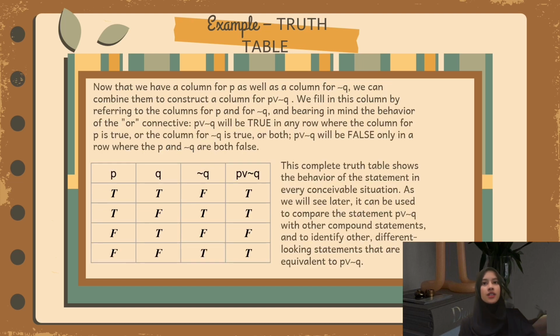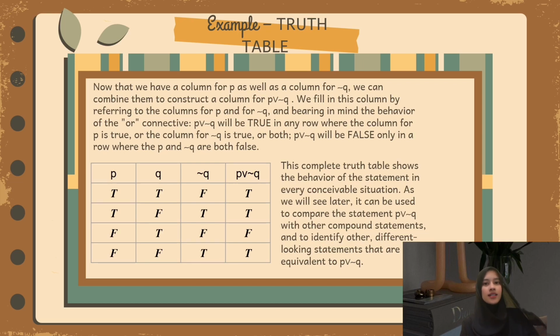Now that we have a column for P as well as a column for negation Q, we can combine them to construct a column for P disjunction negation Q. We fill in this column by referring to the columns for P and for negation Q, and bearing in mind the behavior of the or connective.